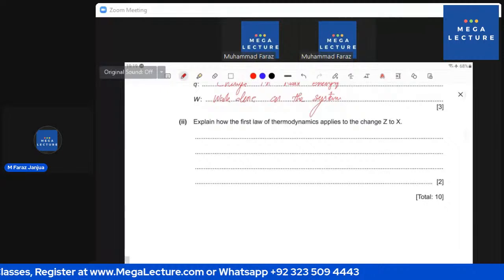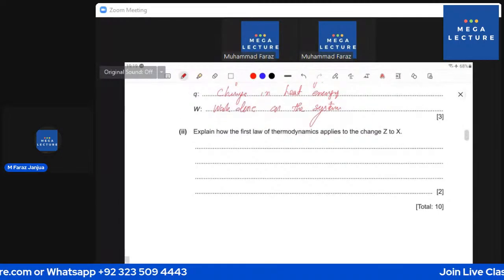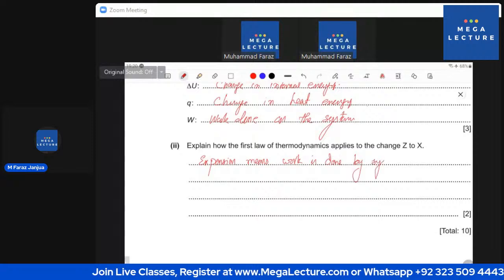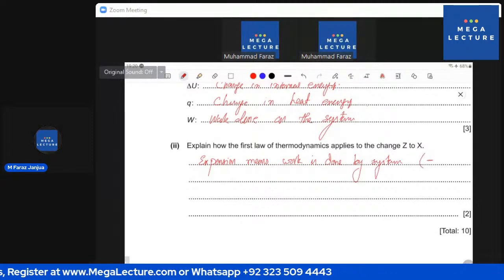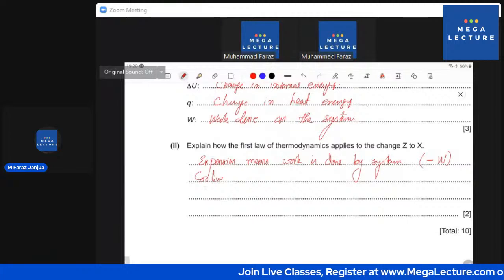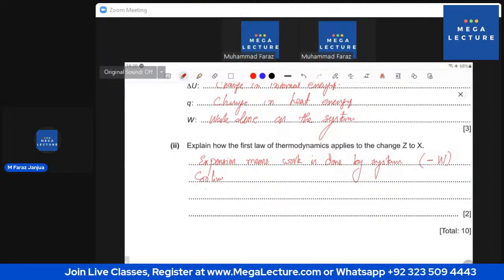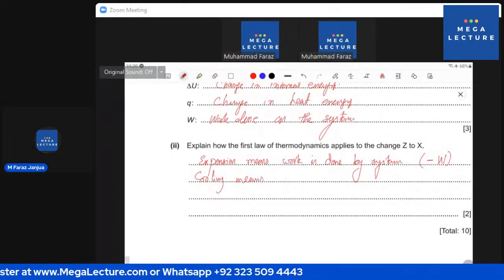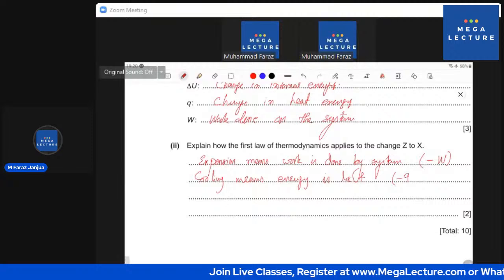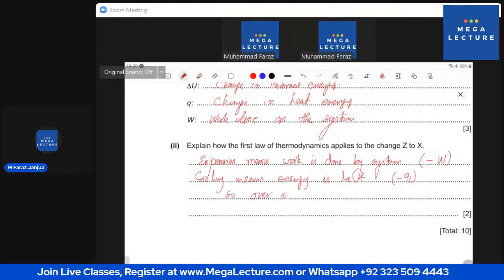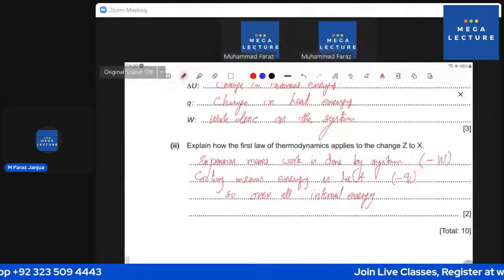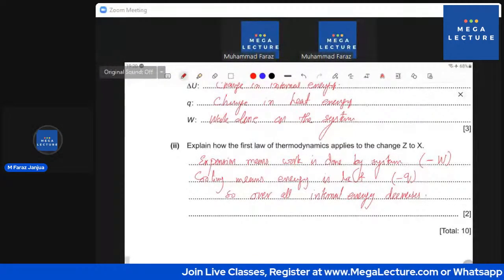Expansion means work is done by the system, means negative W. Cooling means heat energy is lost, minus Q. So overall internal energy decreases. Z to X. Actually, you need to see the graph.